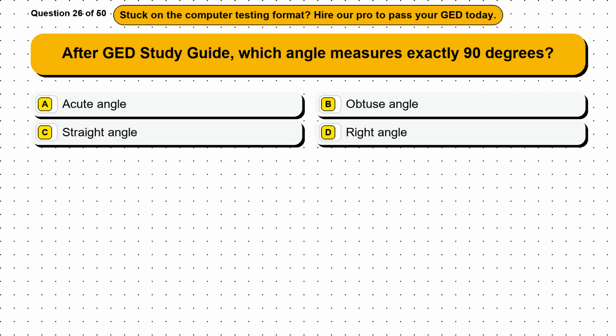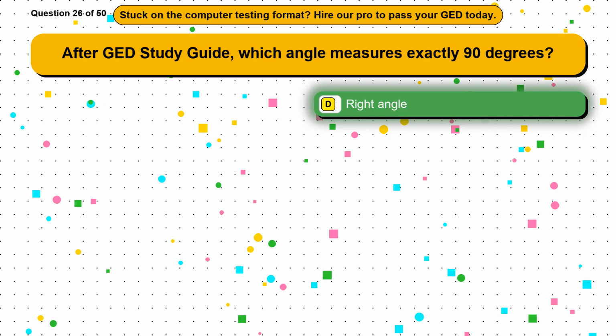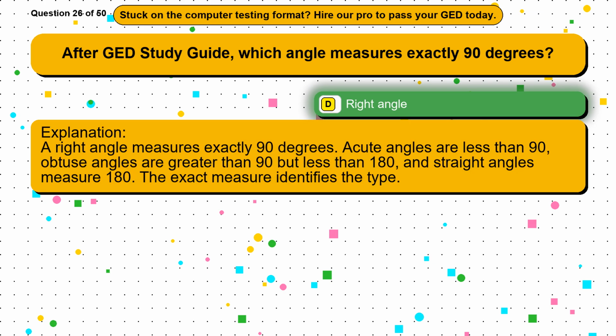Question 26. After GED Study Guide, which angle measures exactly 90 degrees? Option A, acute angle. Option B, obtuse angle. Option C, straight angle. Option D, right angle. The correct answer is option D, right angle. A right angle measures exactly 90 degrees. Acute angles are less than 90, obtuse angles are greater than 90 but less than 180, and straight angles measure 180. The exact measure identifies the type.